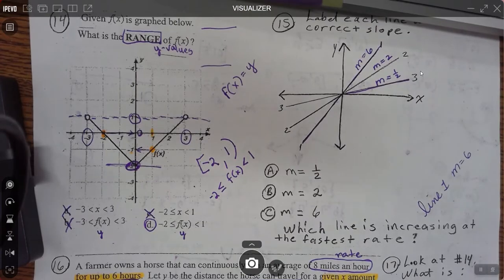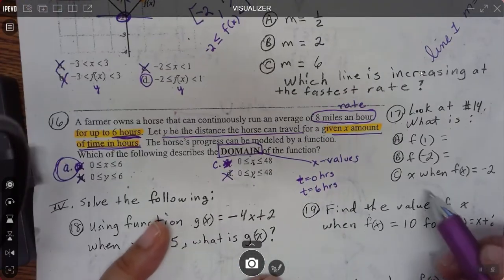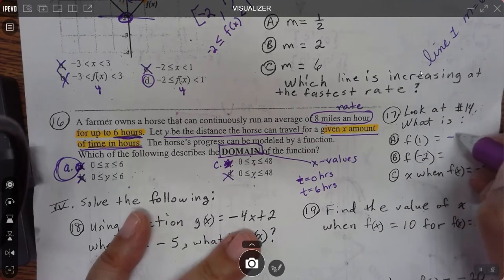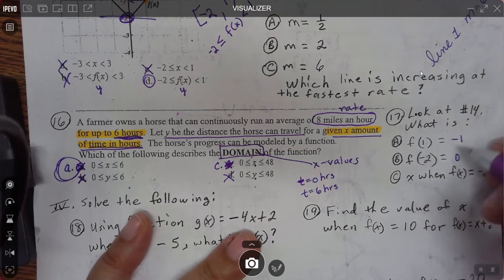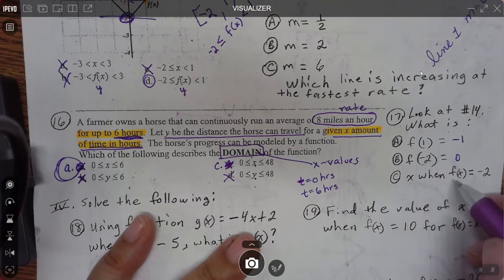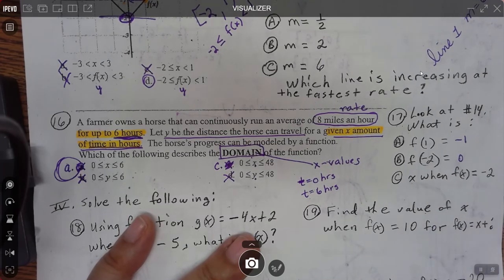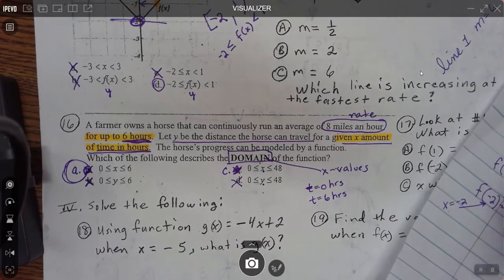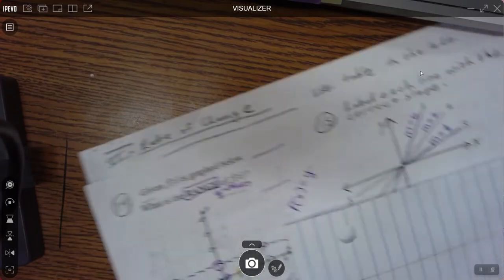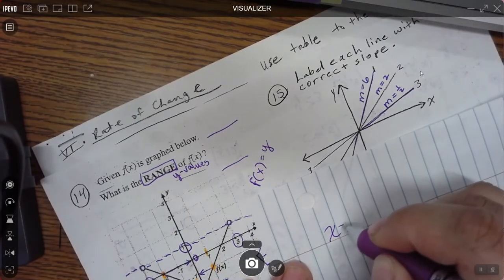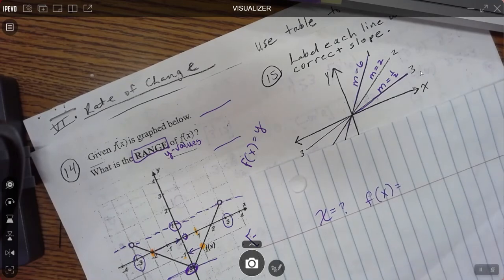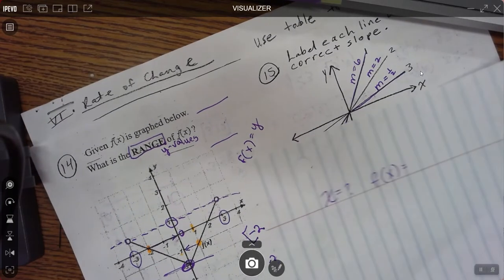The next one is, let's write the answers. This one's negative 1. This one's 0. Find x when f of x equals negative 2. All right, f of x equals negative 2. So basically, what is x when f of x equals negative 2?